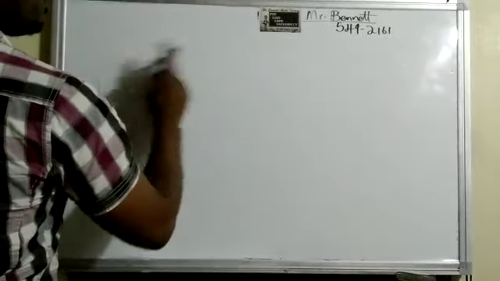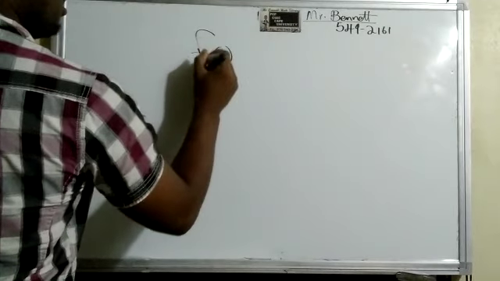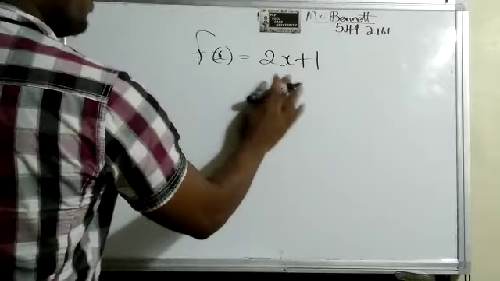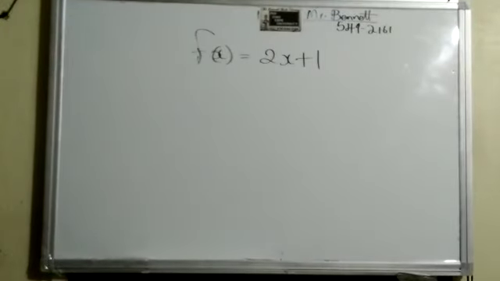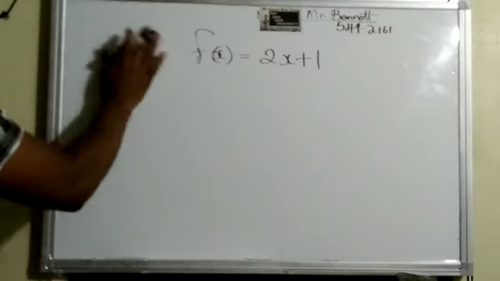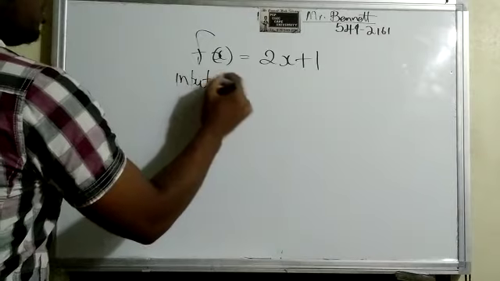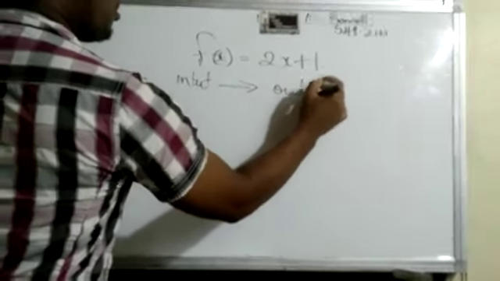The first thing I want to look at is this type of function. Say f of x is equal to 2x plus 1. We're going to put a number into the function and see what the output would be. Whatever we put in will be the input. So with the input, we do a process, and then we get the output.